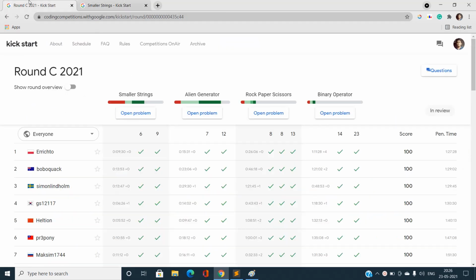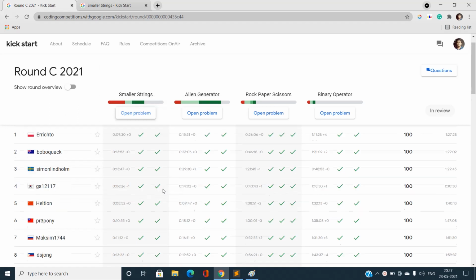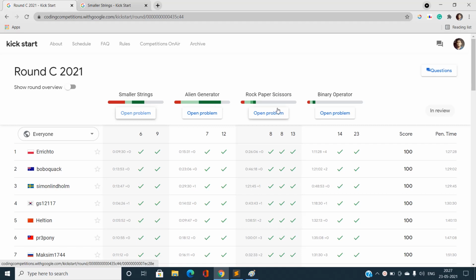I will be talking about the problems of Google Kickstart round C 2021, and the very first problem is Smaller Strings. Then we will discuss the further problems, Alien Generator and Rock Paper Scissors. I think the contest is a balanced contest. Many people have solved problems C and D also.